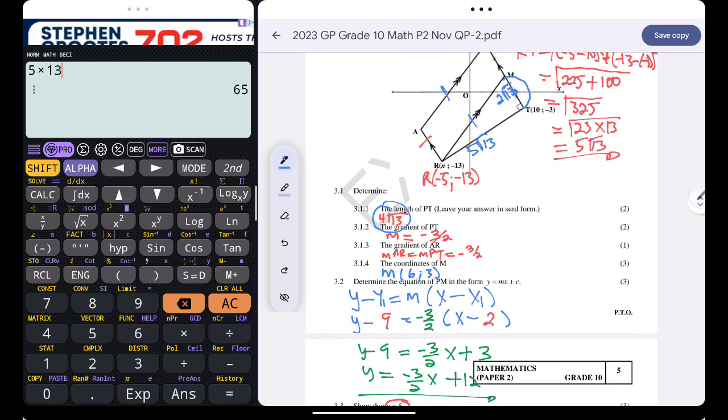So that's how you find the area, guys. For you to find the area of your triangle, you only need the height and the base. Remember that your base has to be always perpendicular to the height. So that's how you find the area of your triangle.